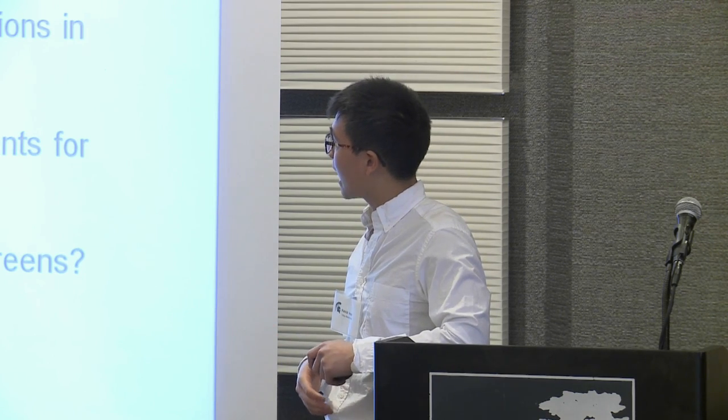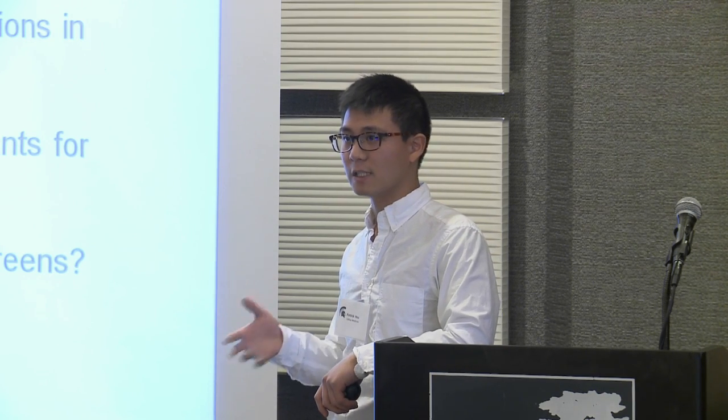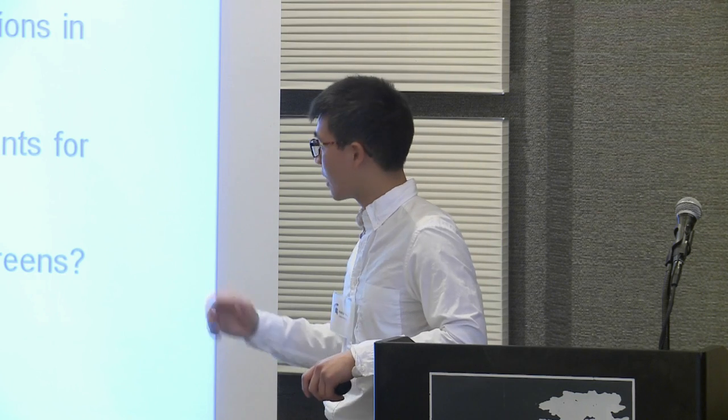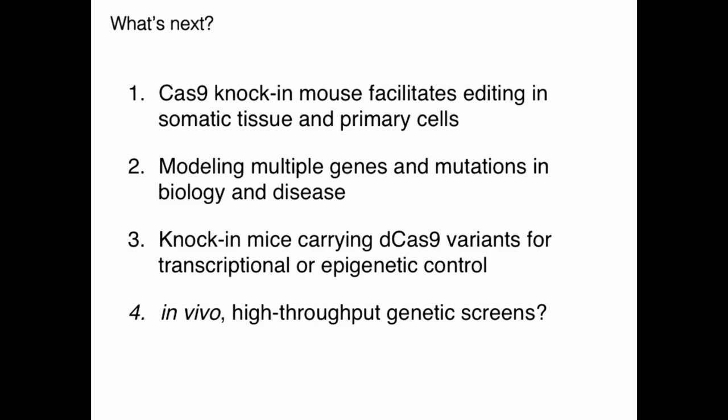And so by already having Cas9 expressed in these immune cells makes it much easier to do various kinds of downstream processing. You can also model multiple genes and mutations in biology and disease. This is particularly interesting for the cancer biologists out here who want to look at how driver mutations and tumor suppressors might interact and so forth.